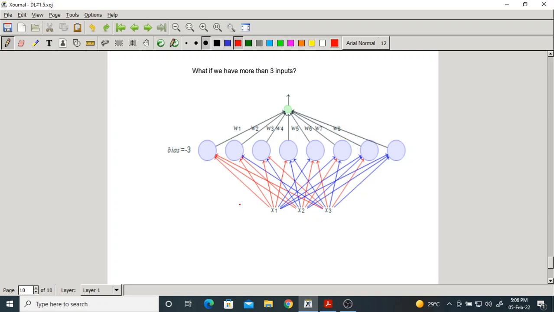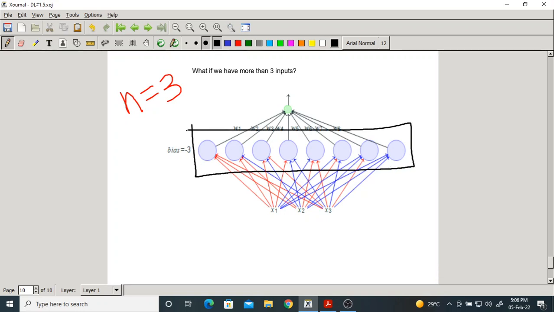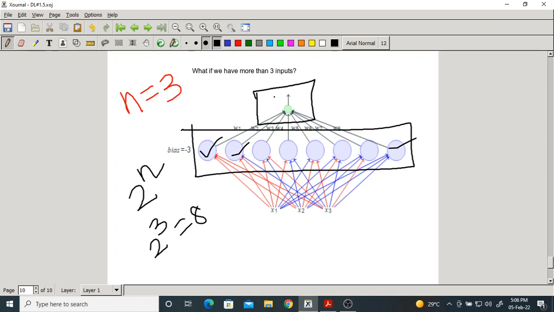So any Boolean function with n inputs, n equal to 3, can exactly be represented by a network of perceptrons containing only one hidden layer, containing 2 power n perceptrons. Here 2 power 3, which means 8 perceptrons. Along with that, one output layer containing one perceptron.